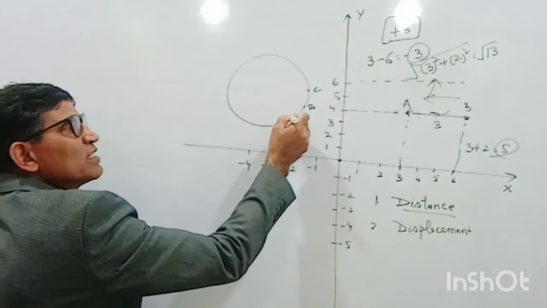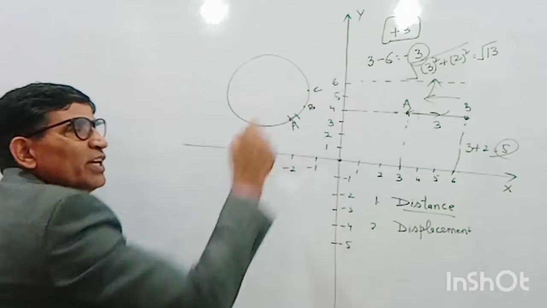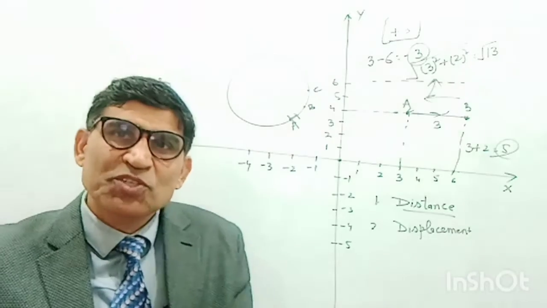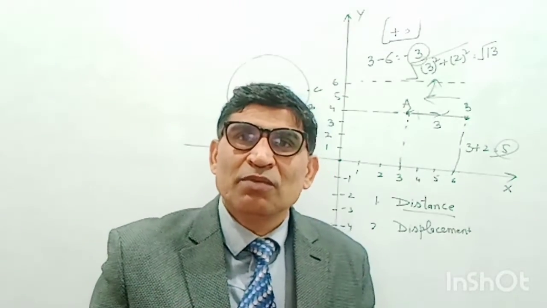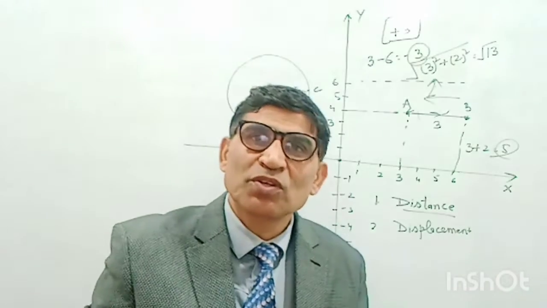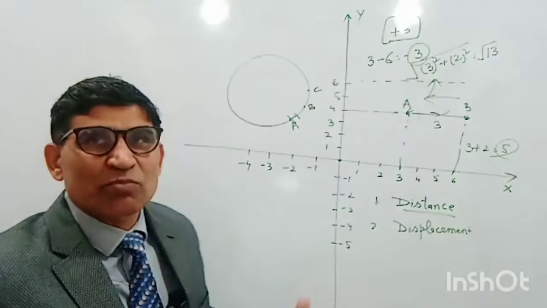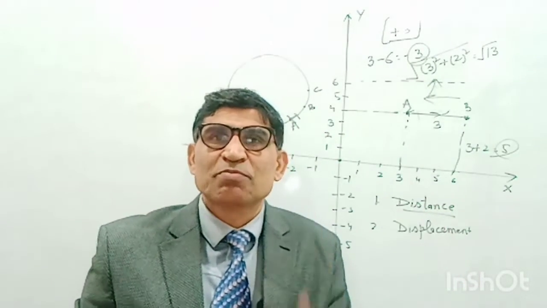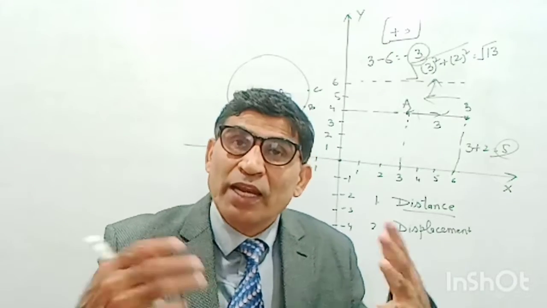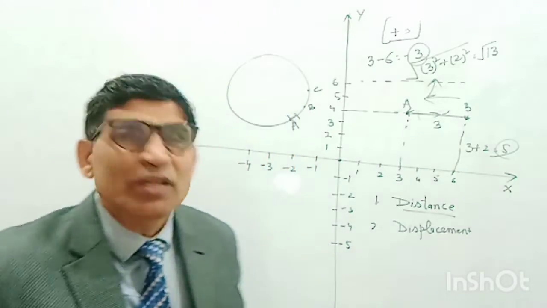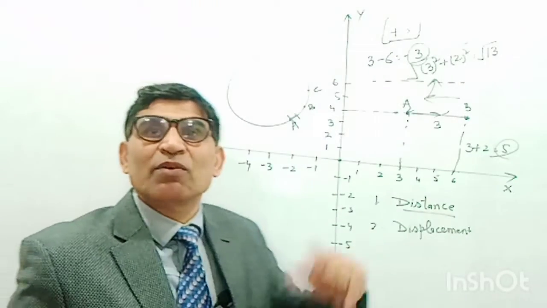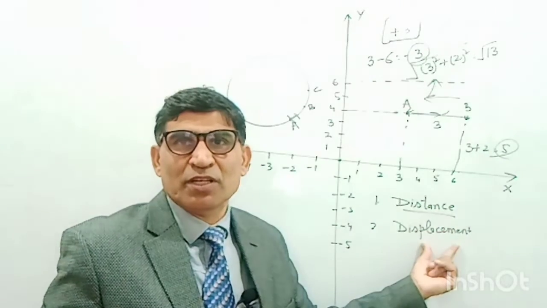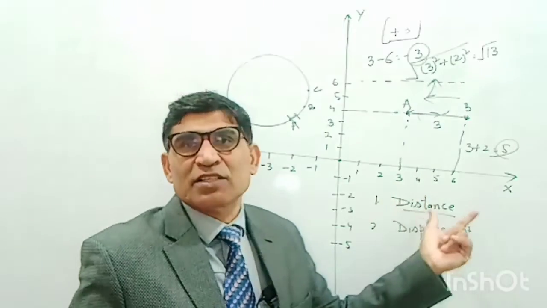So if the body takes a full turn, a complete turn, and reaches A, then the displacement can be 0, but distance cannot be 0. Distance will be 0 only when the body is at rest. If the body is in motion, whether it is uniform motion or non-uniform motion, we will discuss all these kinds of motion, the displacement may be 0, may be negative, may be positive, but distance can never be 0 if it is in motion, and can never be negative. Distance is always positive. So this is the difference between distance and displacement. It depends upon the direction also.